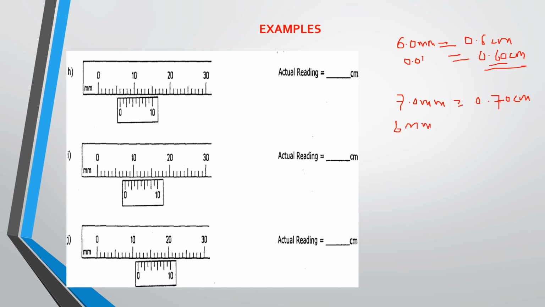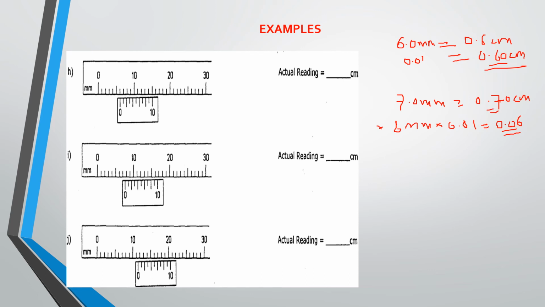Now what you now do is multiply this Vernier reading by the accuracy of the rule of the Vernier, which is 0.1. So this will give you 0.06. Okay, so this is your Vernier reading, this is your main scale reading. Now add the two together.